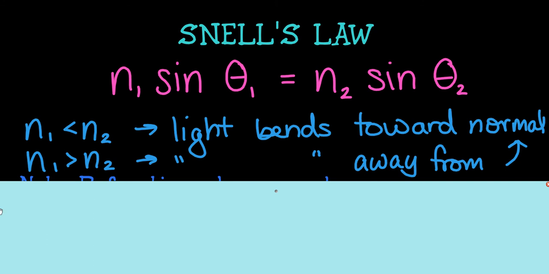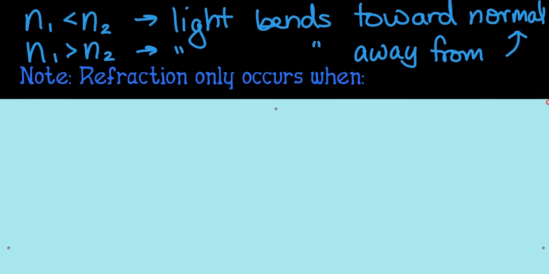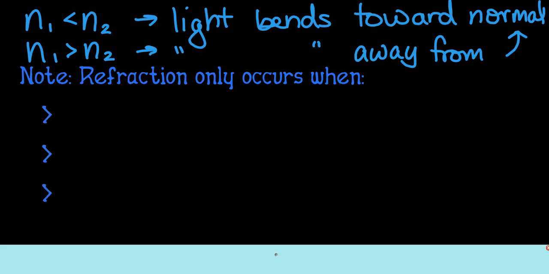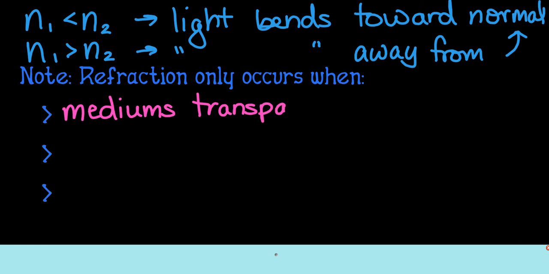Before we get to the example problem, we need to learn one more thing about refraction. And that's the fact that there's 3 scenarios for when refraction occurs. So refraction only occurs when, first of all, we need both mediums to be transparent. Also, n1 cannot equal n2. In other words, if our 2 mediums have the same index of refraction, the light does not bend at all.